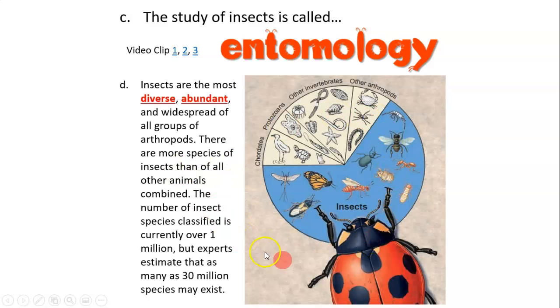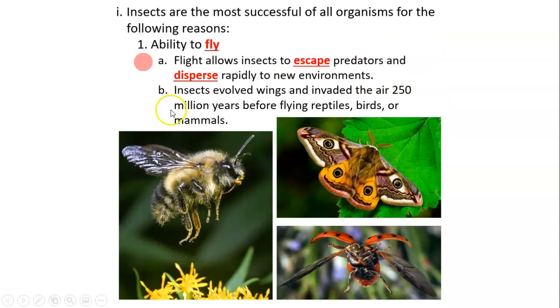So on this graph, you can kind of see that represented. Here is how many insects are on the planet, and then these are the other arthropods. These are all the other invertebrate phyla that we've studied this year. And then here's the chordates, so that's like birds, reptiles, mammals. And so you can see insects is definitely the majority of life on this planet.